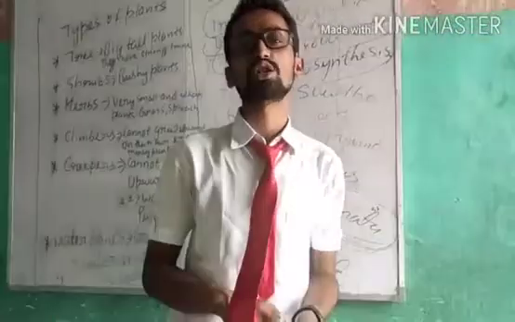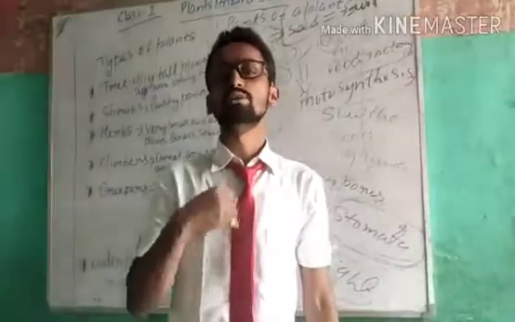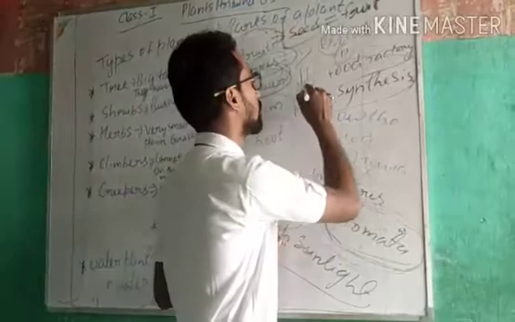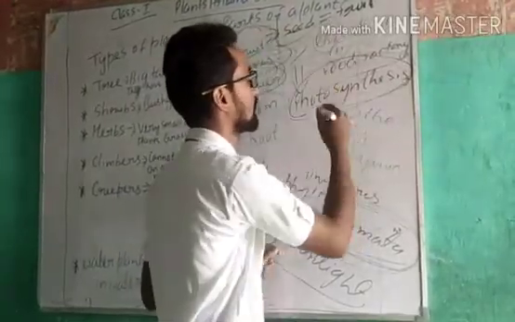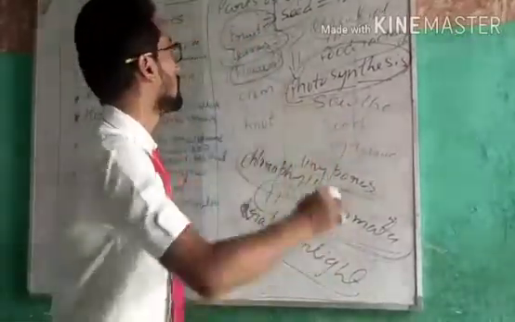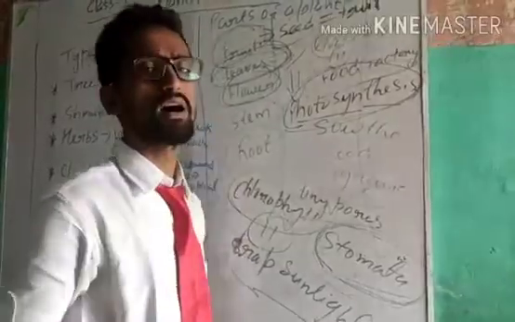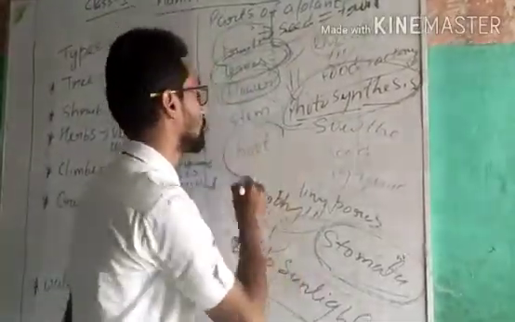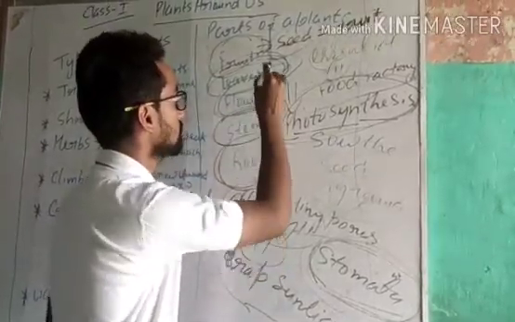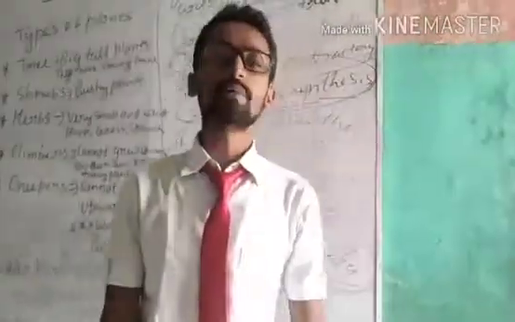In another lecture we will study the next chapter, and today's homework is: write out what essential things are utilized in the process of photosynthesis, why leaves are an important part of a plant, what is the function of the root, what are the functions of the stem, and what are the functions of the leaves. You have to write about these things.